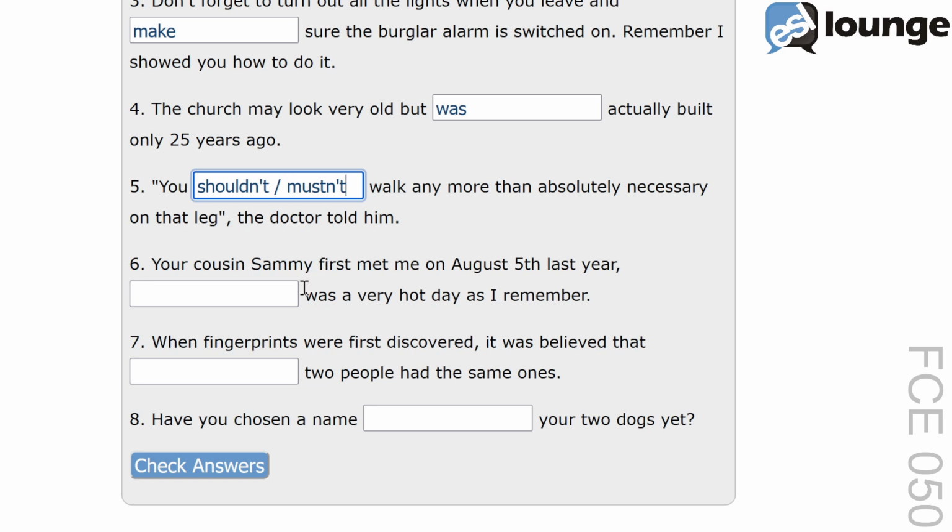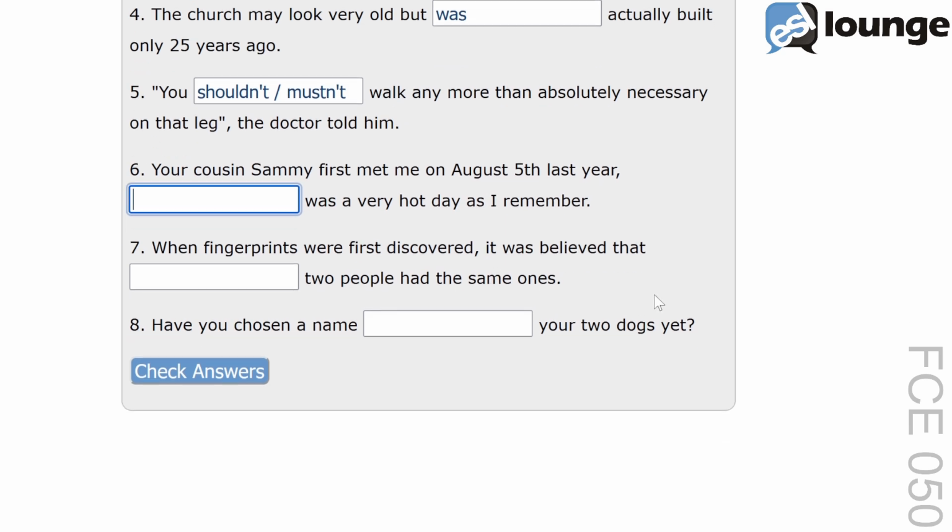Question 6. Your cousin, Sammy, first met me on August the 5th last year. Blank was a very hot day, as I remember. The correct answer is which. Which here is being used as a non-defining relative clause to give additional non-essential information to a sentence. For example, she gave me a book, which I really enjoyed. Another example, he bought that red car, which is very expensive.